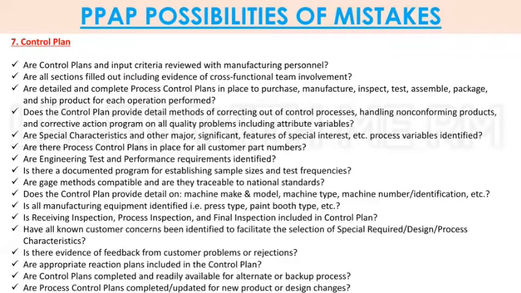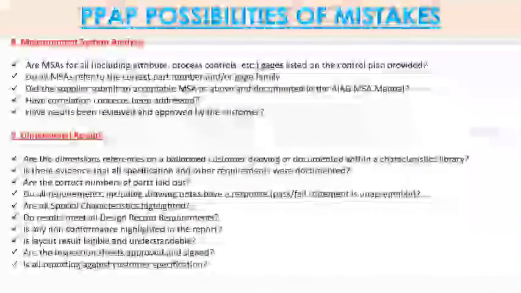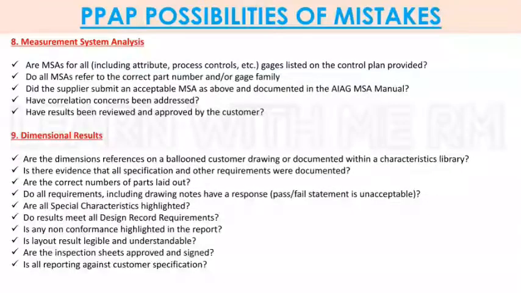Have all known customer concerns been identified to facilitate the selection of special required design process characteristics? Is there evidence of feedback from customer problems or rejections? Are appropriate reaction plans included in the control plan? Are control plans completed and readily available for alternate or backup process? Are process control plans completed, updated for new product or design changes?